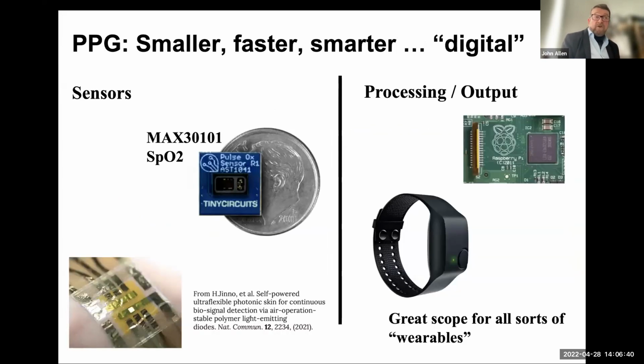PPG has now gone digital, so it's smaller, faster, and smarter. The sensors have got smaller, and they're going into wearable form, as we can see here with flexible electronics. The processors have become digital, so you digitize the signal as near to the transducer, the sensor, as possible. It comes up a lot now in sensors for wearables, such as the watch shown there.